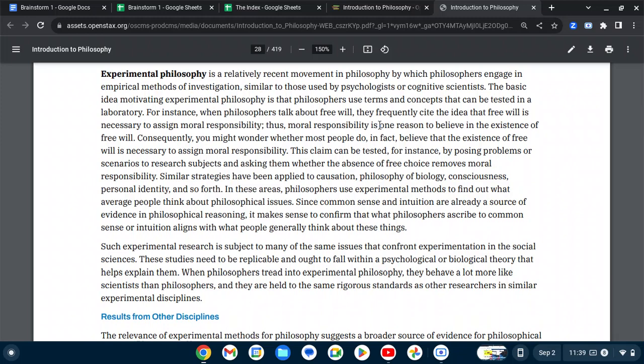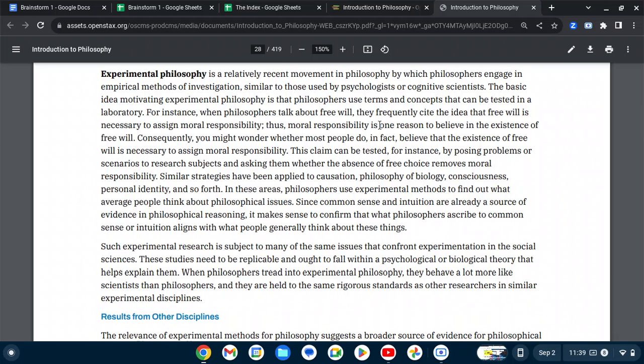Experimental philosophy is a relatively recent movement in philosophy in which philosophers engage in empirical methods of investigation, similar to those used by psychologists or cognitive scientists. The basic idea motivating experimental philosophy is that philosophers use terms and concepts that can be tested in a laboratory.